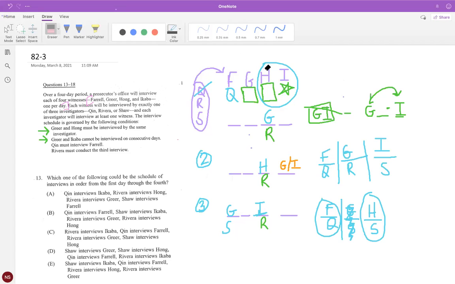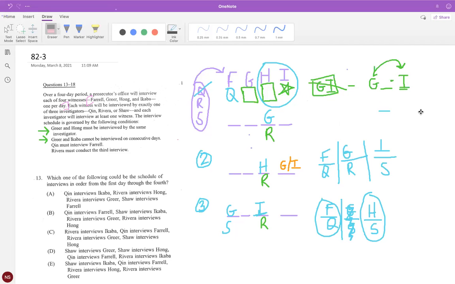All right, now let's go up to world 1. What do we know about world 1? We obviously know that F is getting interviewed by Q. And that G and H is interviewed by the same person. Yep, so who would interview H here? R. Excellent. And then what else do we know? And so the one we have left is I and S. Excellent. And then do we know anything else about this world?